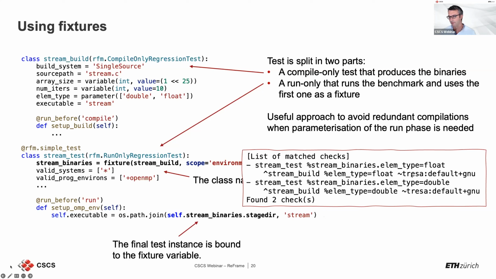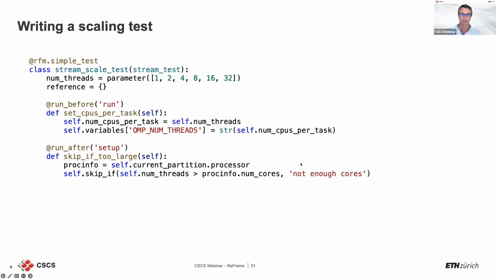Here you have the system spec, Trezor default, that's my laptop, and the default is the default. This is how we name the main partition, plus GNU. And then you have another test, because you see that the parameterization is in the stream build, but eventually it parameterizes your final test. And this is how, for example, you get another test. So this means that stream build will be scheduled first, and then the stream test will be scheduled.